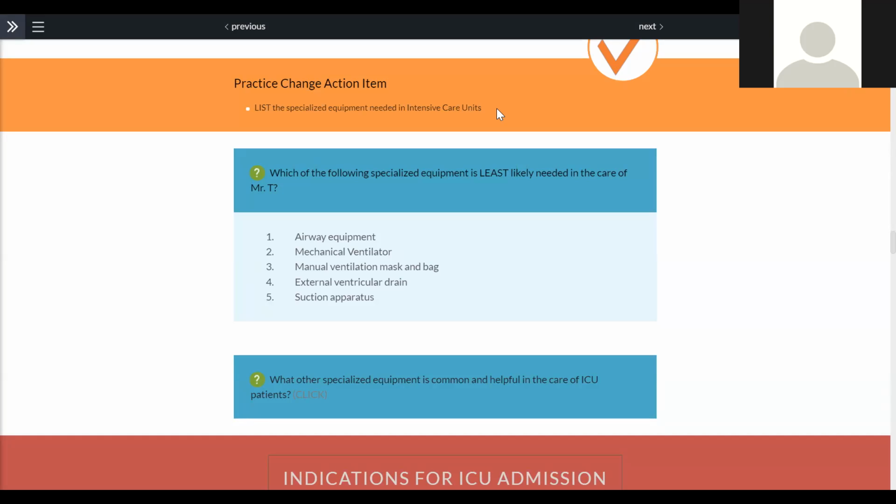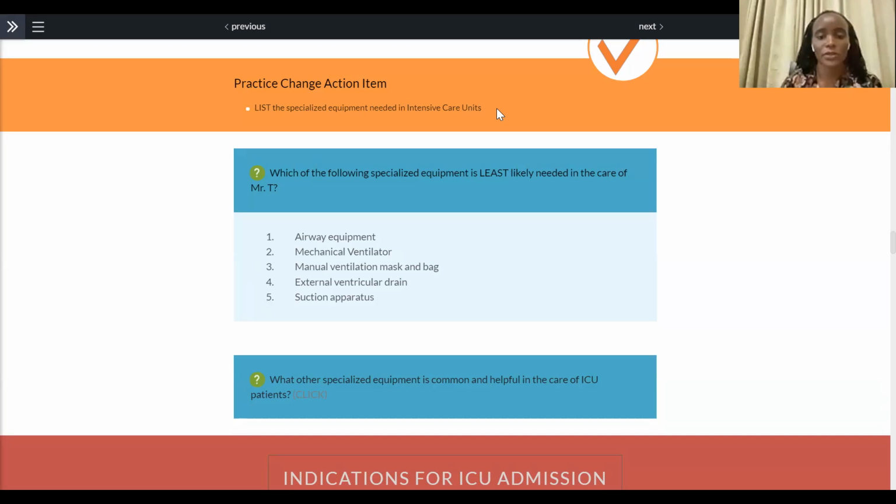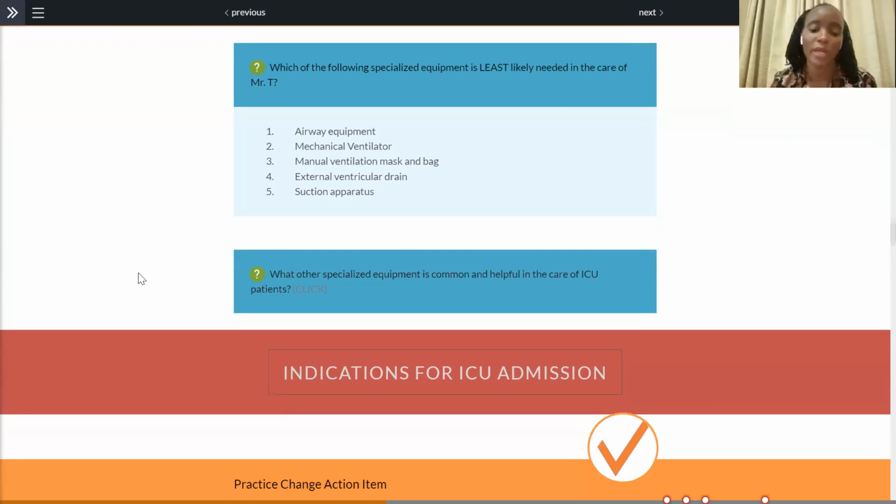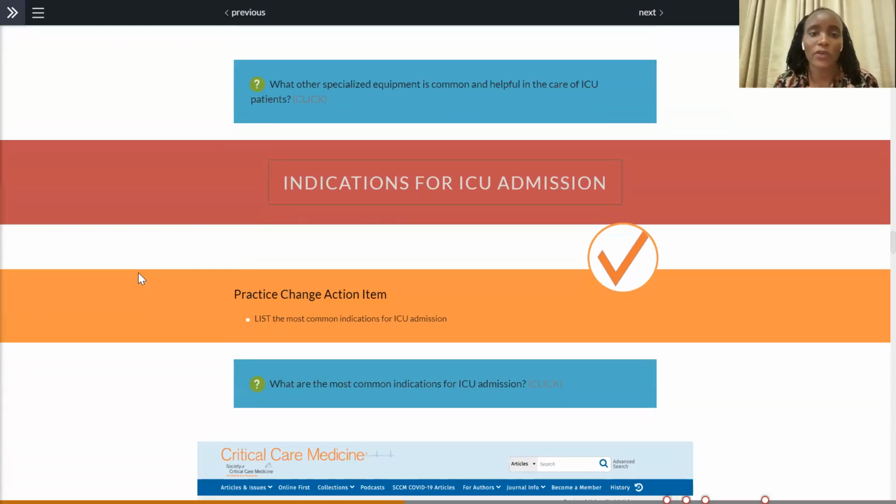All right, in view of time, the equipment that is least likely for this patient, remember this guy had issues with saturation, the respiratory system was impaired, so you don't need an EVD, an external ventricular drain. An external ventricular drain is usually needed in patients who have a high ICP, could be cerebral hemorrhage. At that point, you put a drain so that you can regulate the amount of blood that you want to evacuate from the brain. So thank you for that.